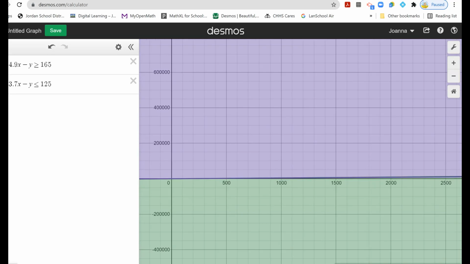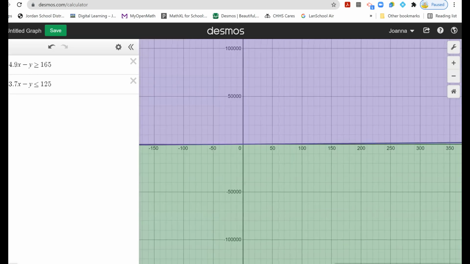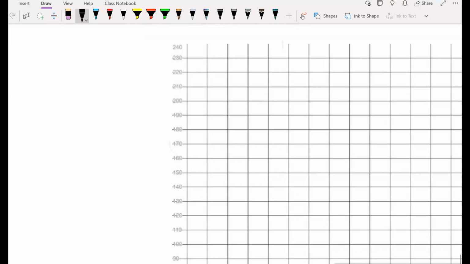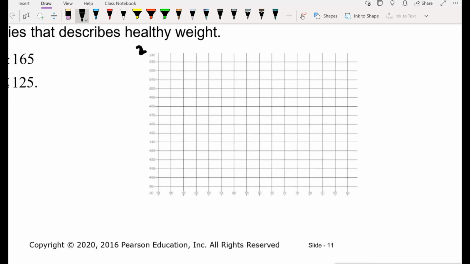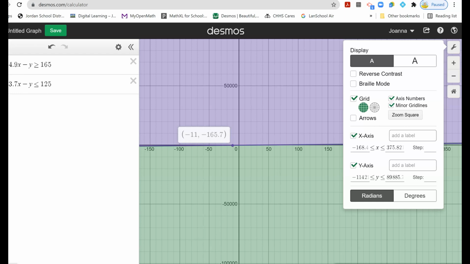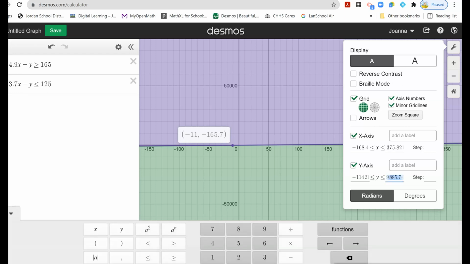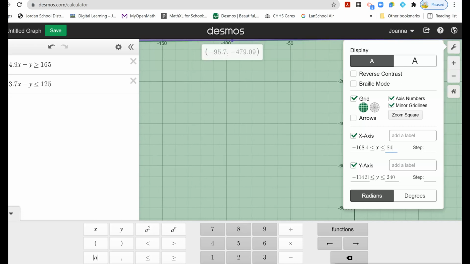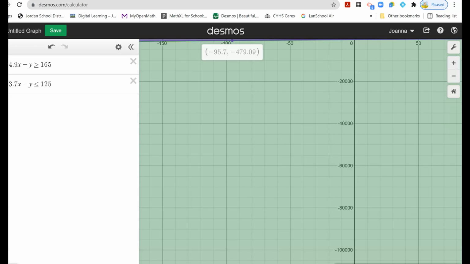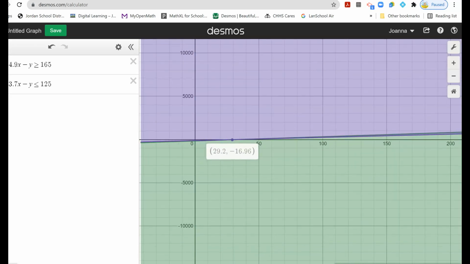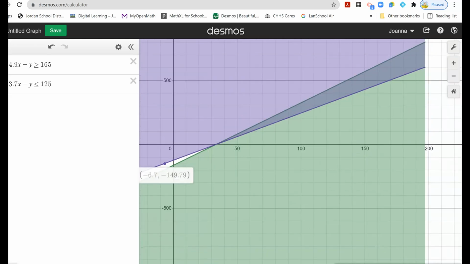All right, so we need to adjust our graph here. Notice on your notes, I put 240, and then 84 for the x. In Desmos, we can change that. It didn't do what I wanted it to do, so I might have to zoom out. There we go, that's better.